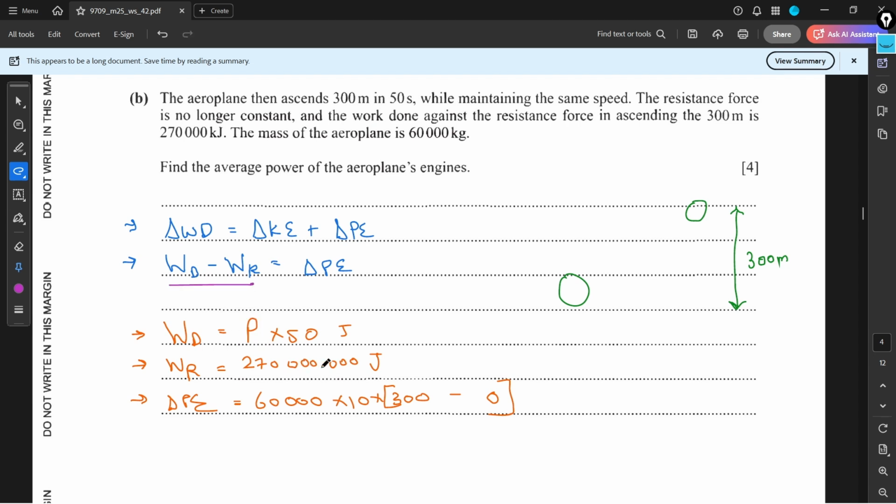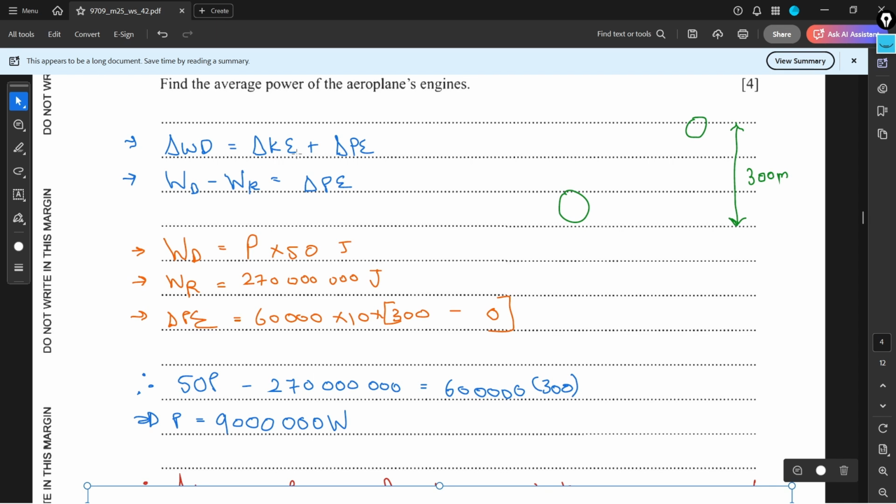Now that I know these two values, what about delta K? Delta K as we know is 0. What about delta P? It is mg times delta height, that is final height minus initial height. I know that the final height is going to be 300 meters. Initial, because we are taking this as a reference, that is going to be 0. And by getting the mass times g times the change in height, that is what my delta P is going to look like. So after substituting all the values back into this equation, I'm going to get the value of the power as 9000 kilowatts.